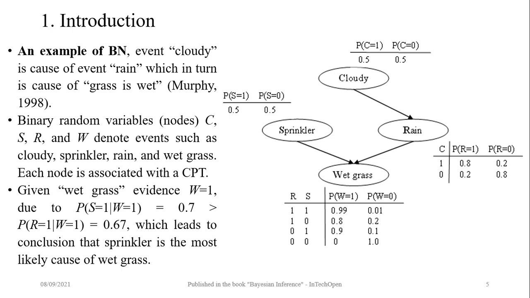An example of BN: event cloudy is the cause of event rain, which in turn is the cause of wet grass. This is an example of Murphy. Binary random variables C, S, R, and W denote the events cloudy, sprinkler, rain, and wet grass. Each node is associated with a CPT. Given the evidence wet grass W=1, the probability of S=1 given W=1 equals 0.7, which is larger than the probability of R=1 given W=1 equals 0.76, which leads to a conclusion that sprinkler is the most likely cause of wet grass. You can see the next figure.